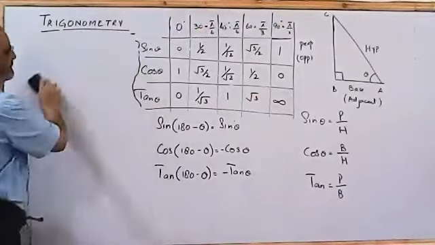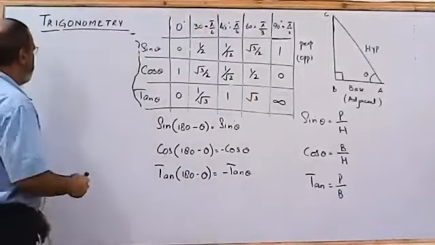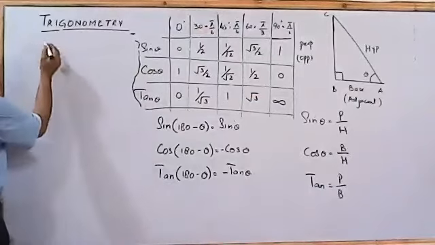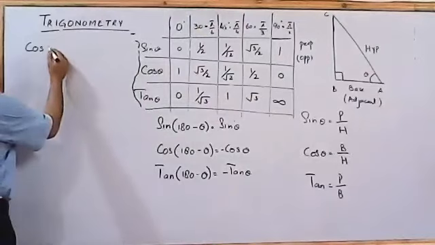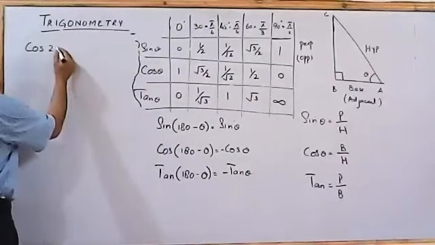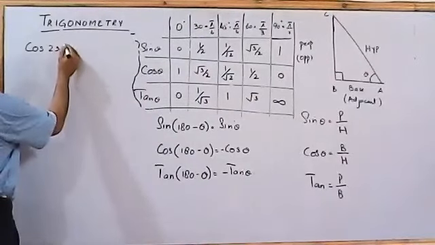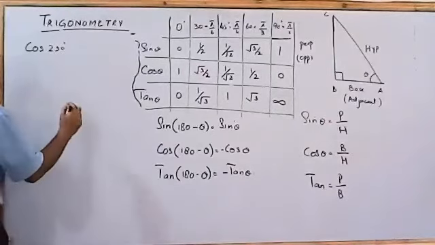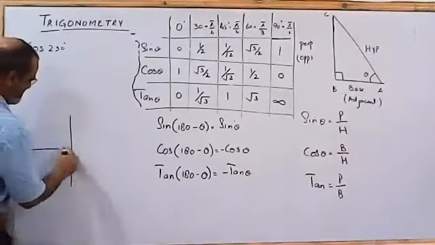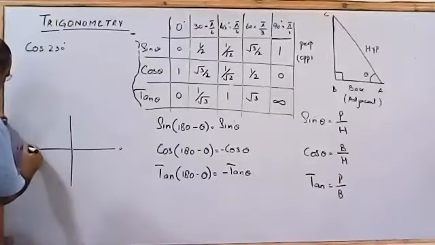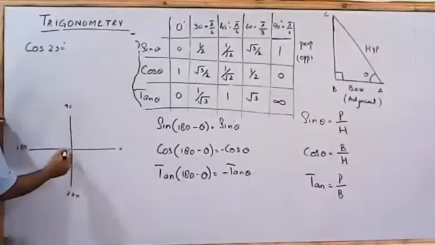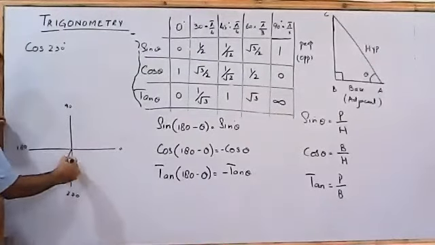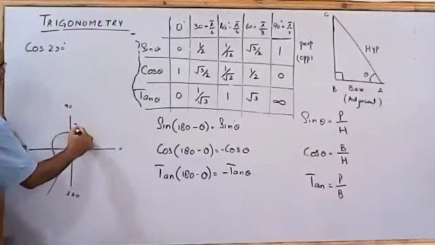If I want to find cos 230 degree, see where it lies. 0 degree, 180 degree, 90, 270. So it lies somewhere here. This is the angle 230 degree.